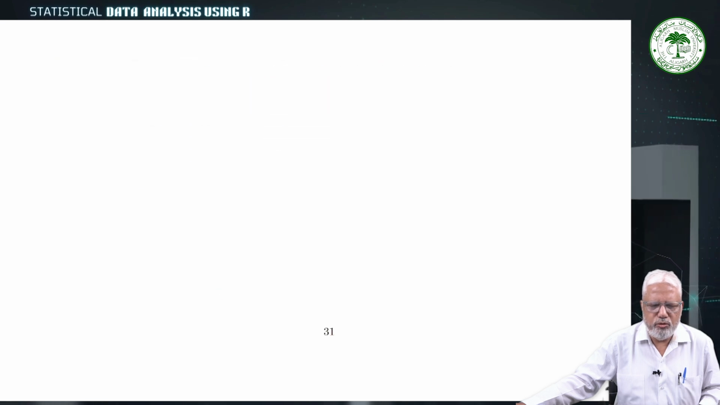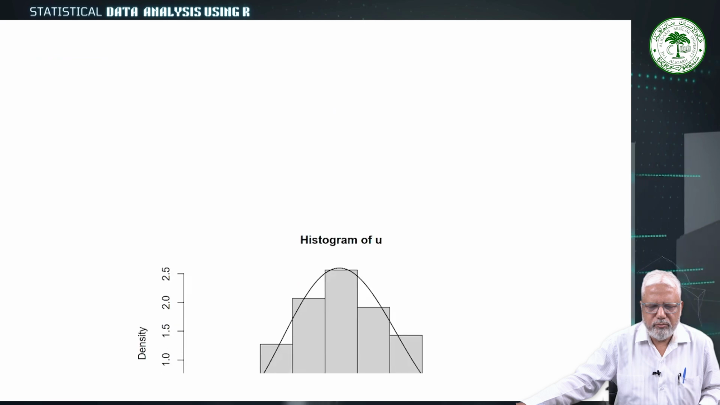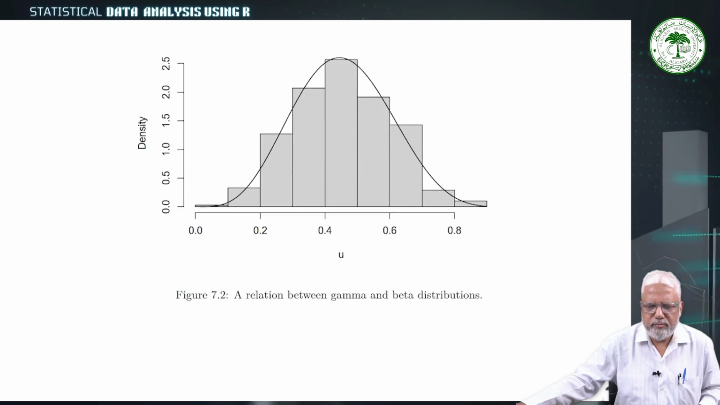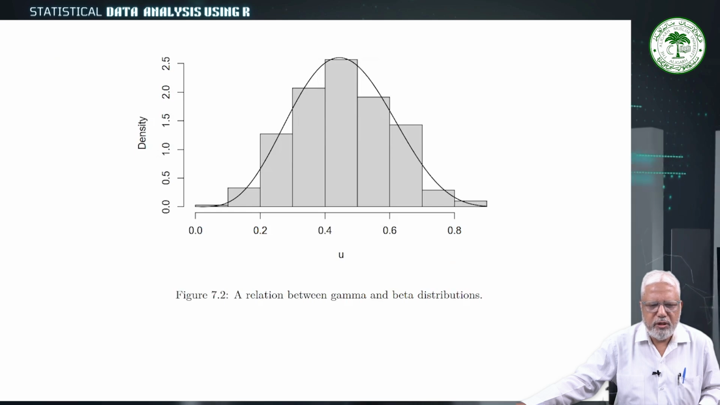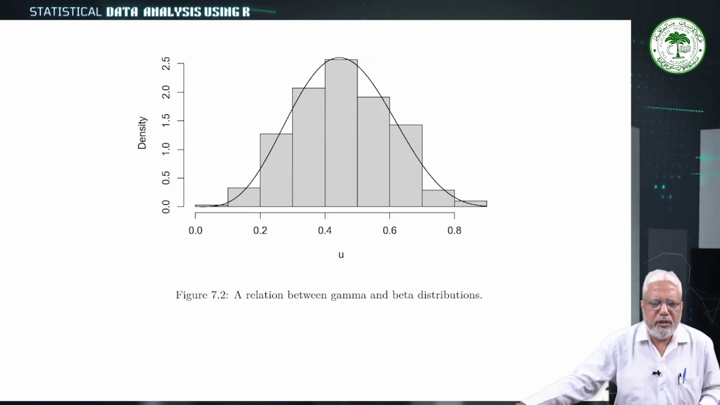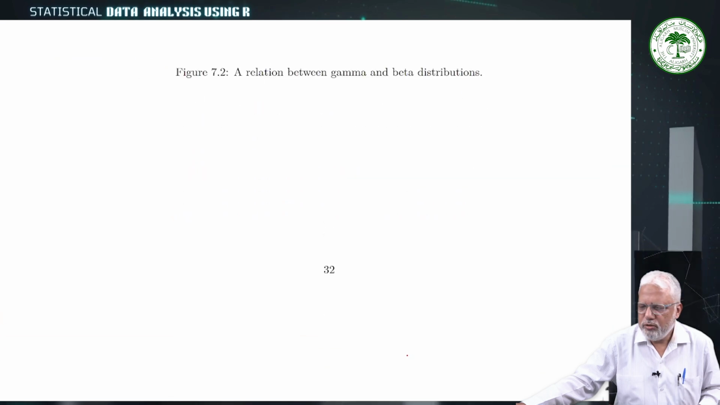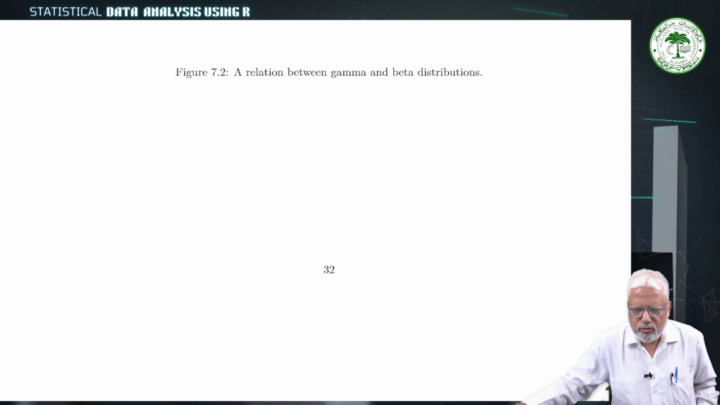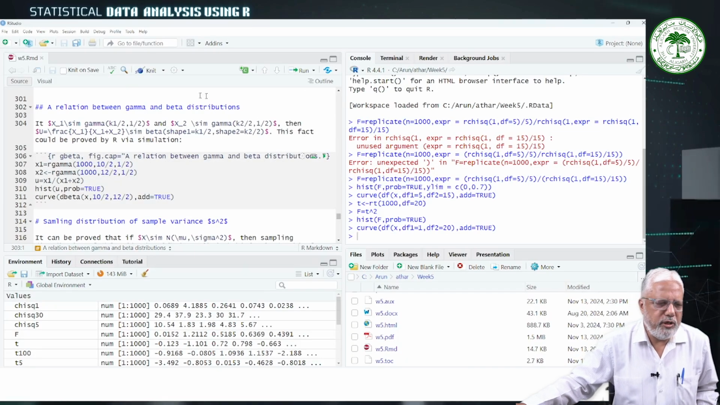So, if we go into this, this is the histogram, a relation between gamma and beta distribution. See, these two results actually match. So, I am going to the source code and I would like to run this result. See what we are doing.